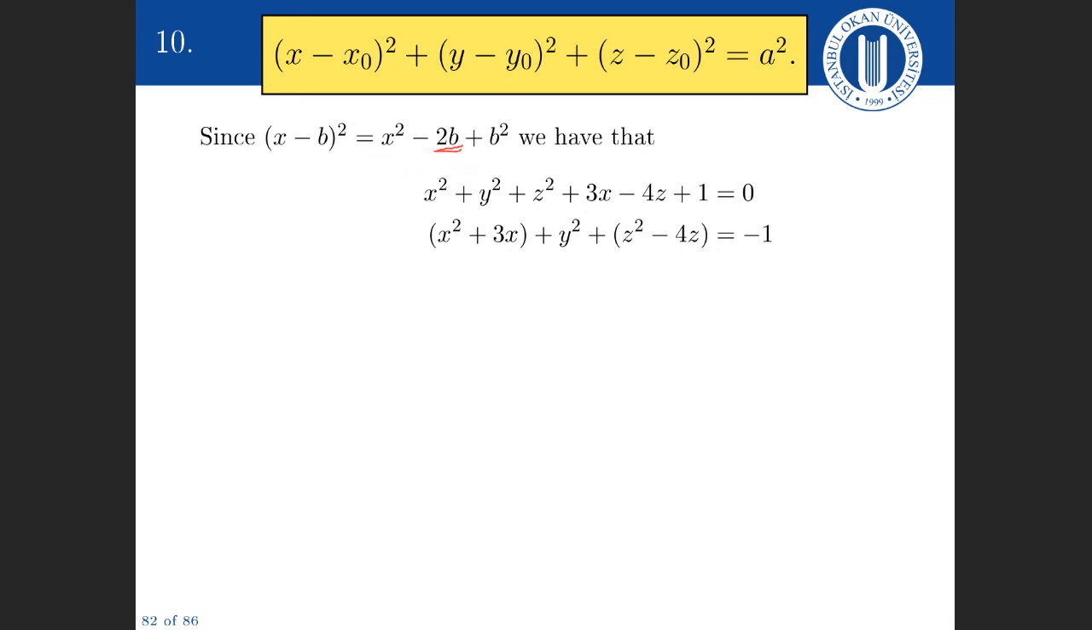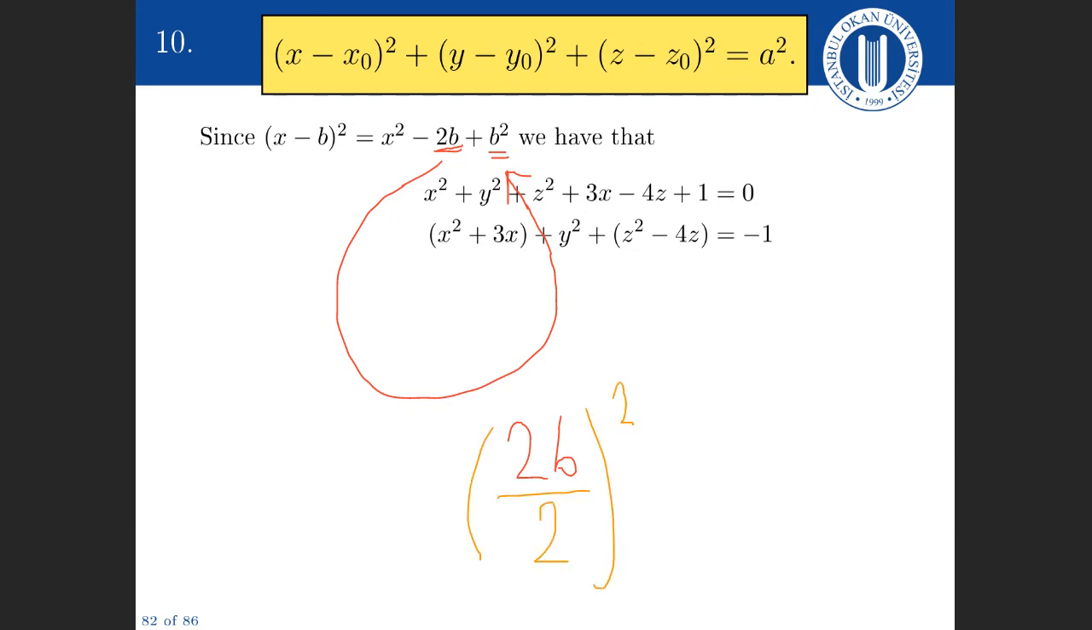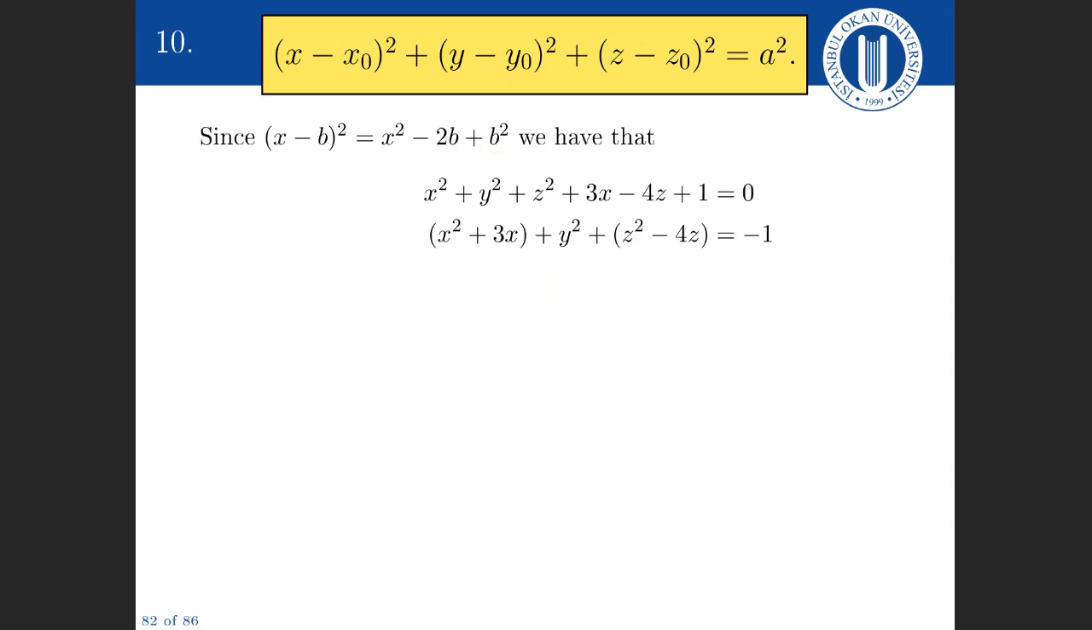Now, let's suppose we know 2b and I want to get b squared. How do I go from 2b to b squared? I'm going to take my number 2b, divide by 2, and then square it. That's the method we're going to be using. Take the number, divide by 2, and then square it. Okay, so we're starting with x squared plus y squared plus z squared plus 3x minus 4z plus 1 is equal to 0.